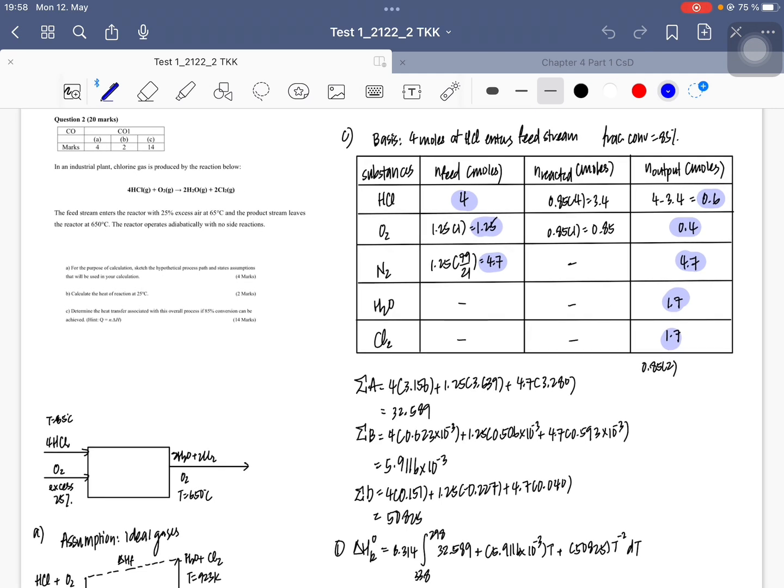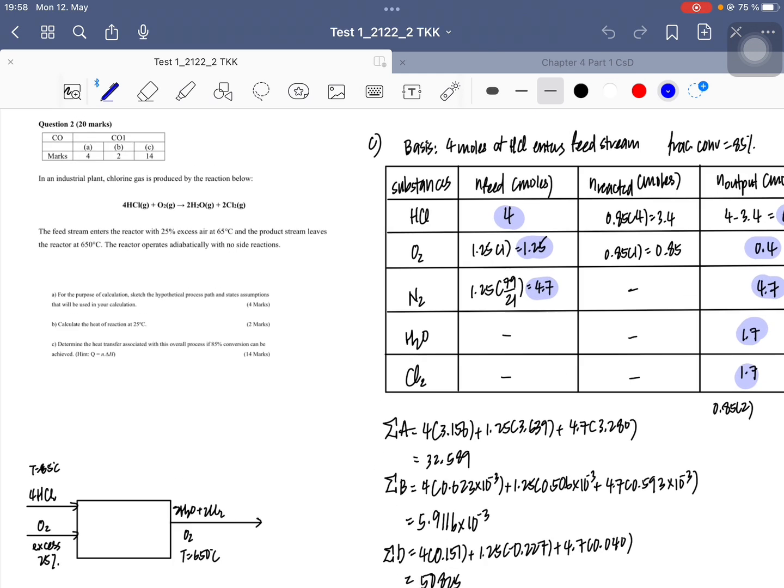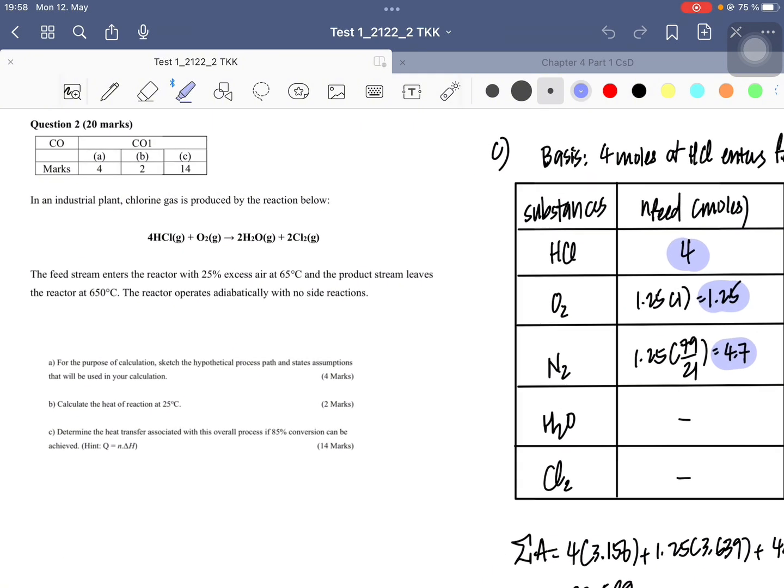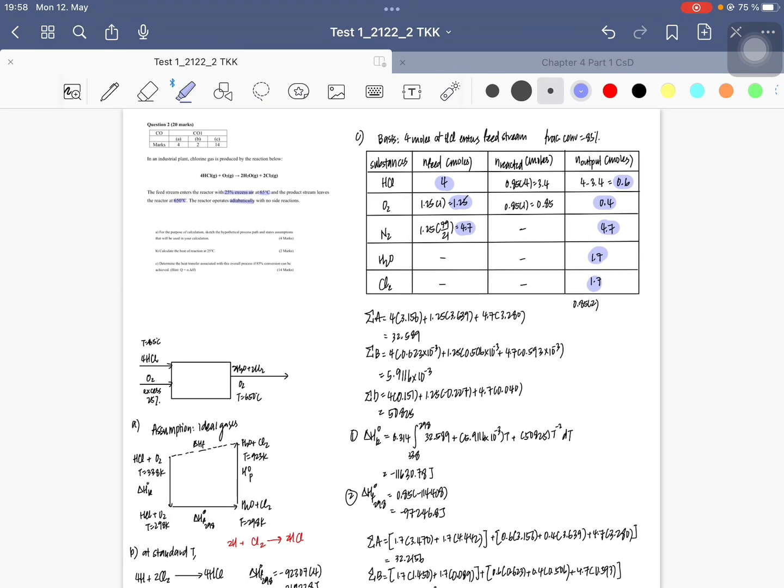For the second question, this is basically your heat of reaction. So let's look at the equation that they gave. It's important to look through the question one by one, so that you don't miss any details. The equation they give is 4HCl plus O2 equals 2H2O plus 2Cl2. One important thing we have to look at is the 25% excess air, and the temperature of the feed and the temperature of the outlet. The rest you don't really have to look at, except that it is adiabatic, and also there are no side reactions.